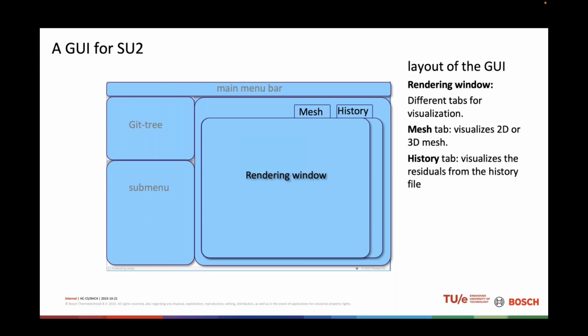Then the rendering window is actually not one window, but it can be a series of windows that you can access as different tabs. Currently, there are two: one for the main mesh and one for the history, so the residual plot that visualizes the residuals in real time.